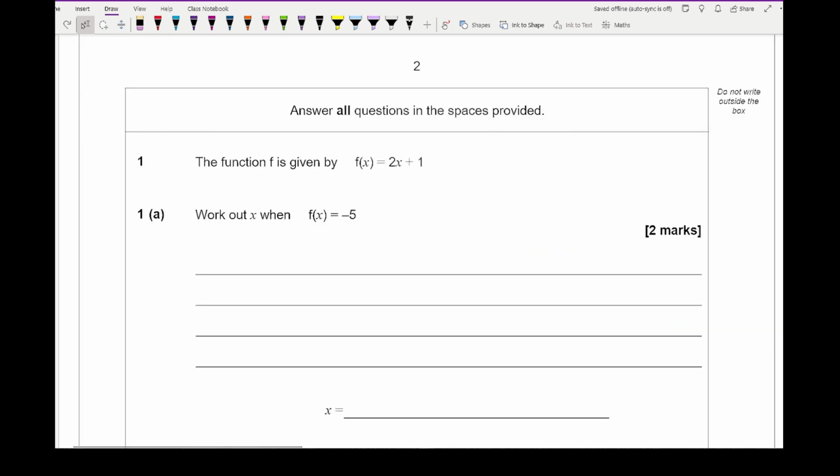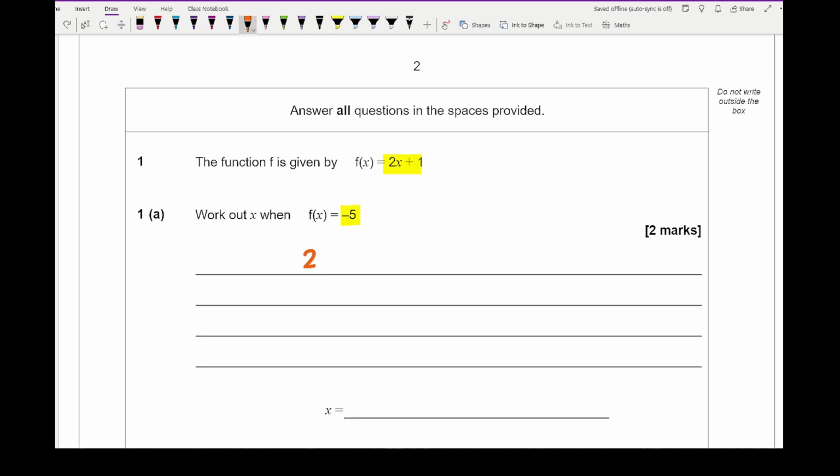So let's get started on question 1. Question 1 says the function f is given by f of x equals 2x plus 1. And for part A, it's asking us to work out x when f of x equals minus 5. So for this, all we need to do is make the function equal to minus 5 and solve for x.